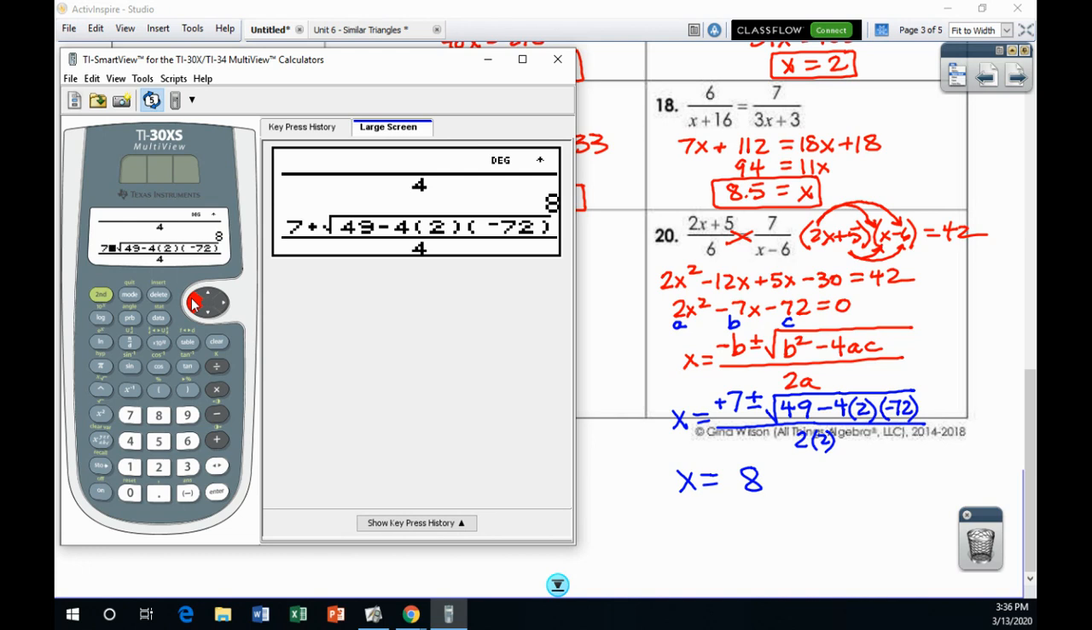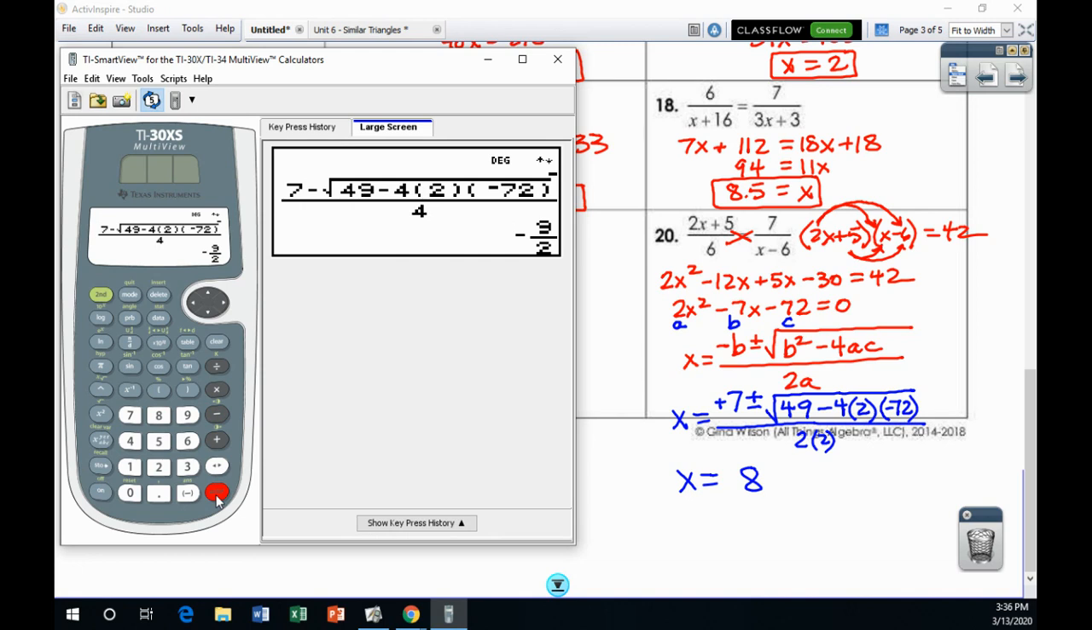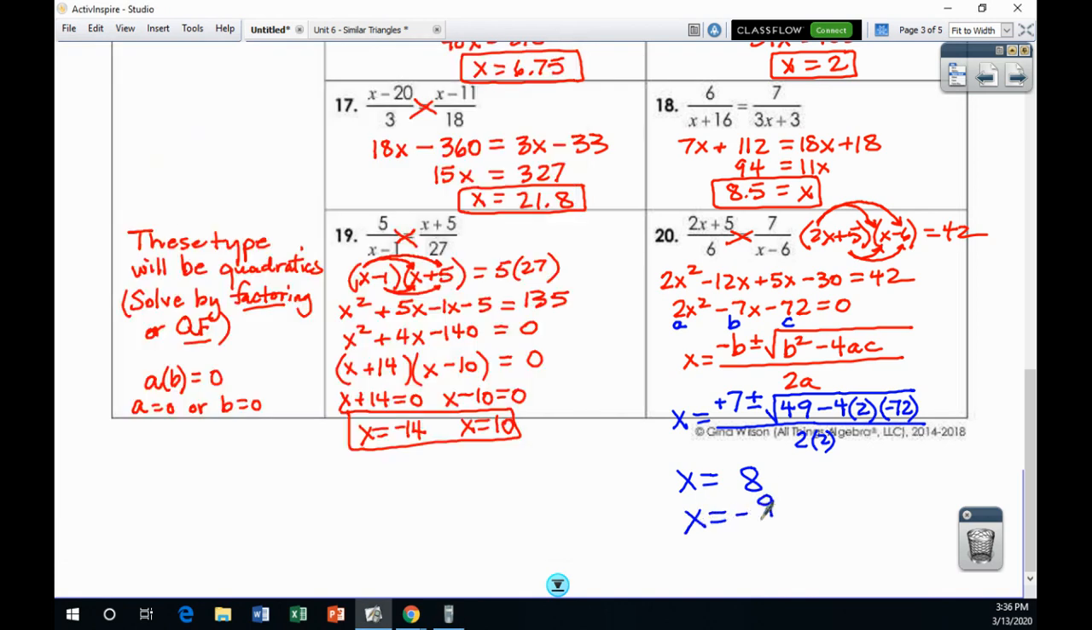See how the plus sign is flashing? I just want to change that to a minus sign. And that way I don't have to type in the entire thing. Now, if you're doing that on a phone, on a calculator app, I doubt you'll be able to do that. But when you guys get back to class in a couple of weeks, we will be able to do that. Okay? So I'm going to hit enter, and that answer is going to be the other answer. X is equal to -9/2.